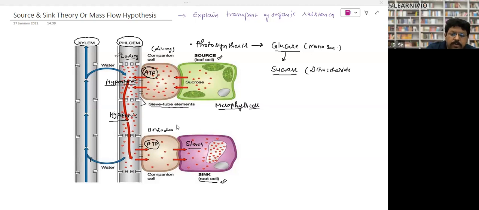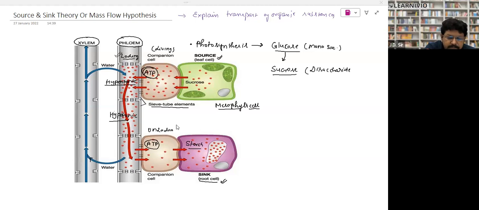Now, the movement of food takes place from one sieve element to another, in the direction of concentration gradient. Full stop.